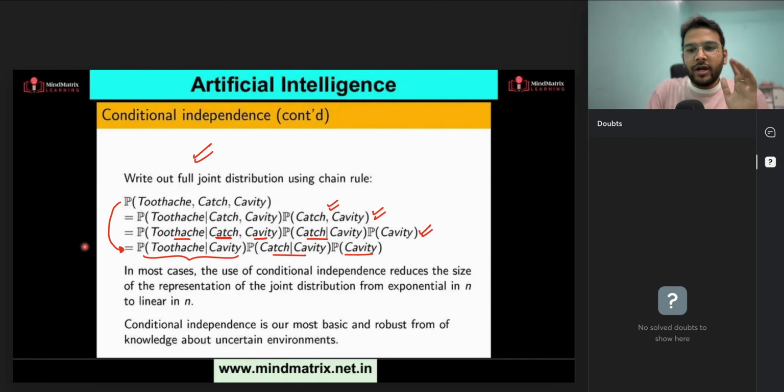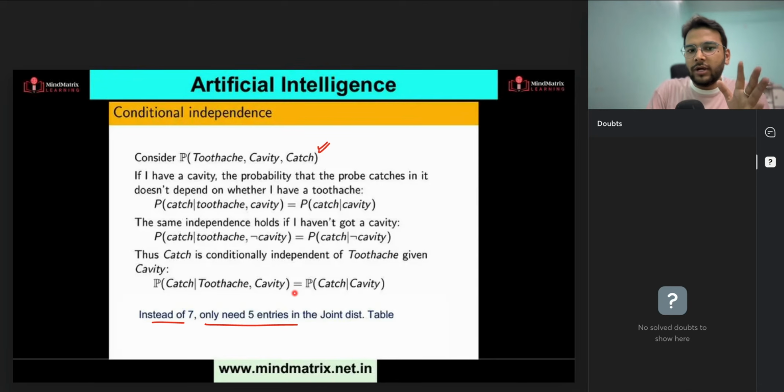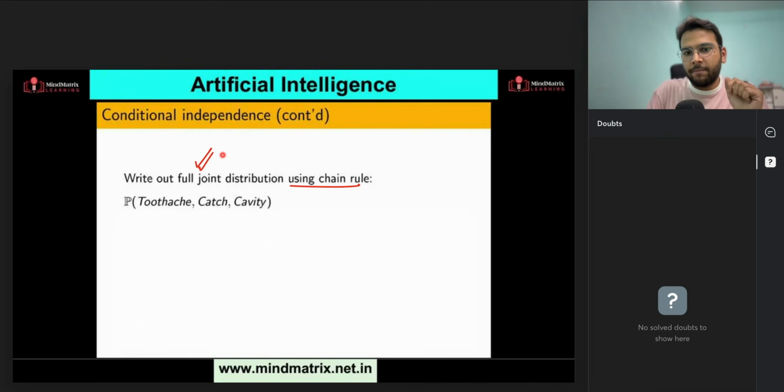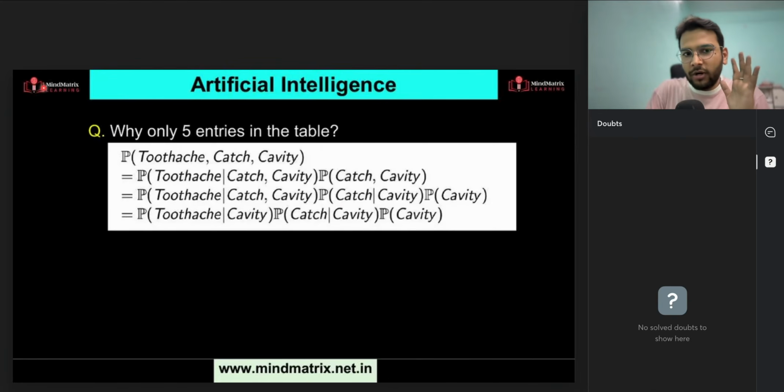Okay, so we understood that previously I was getting 7 entries. But now, as I told you, only 5 entries are needed. So now we are going to talk about why 5 entries are needed in this table. Now my full joint distribution earlier needed 7 entries, but now we have this thing, right? Why do we need 5 entries or 5 parameters, you can say, in the table.